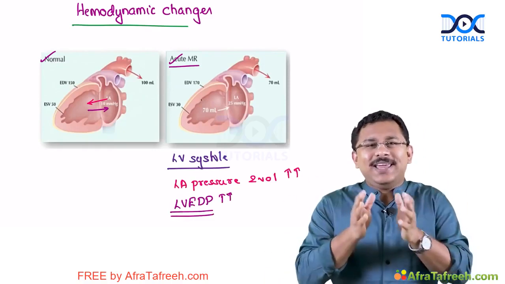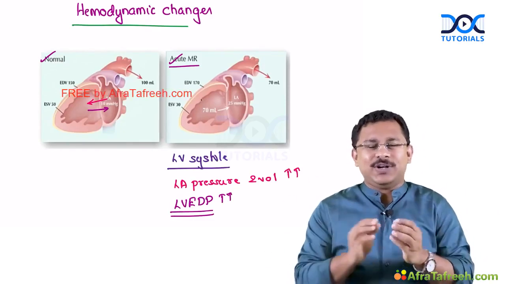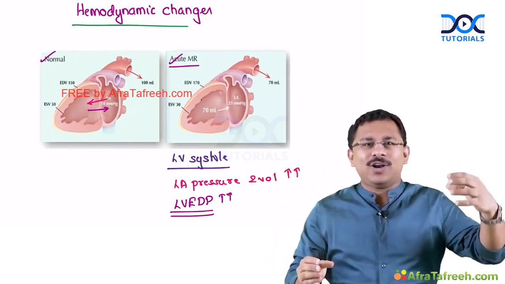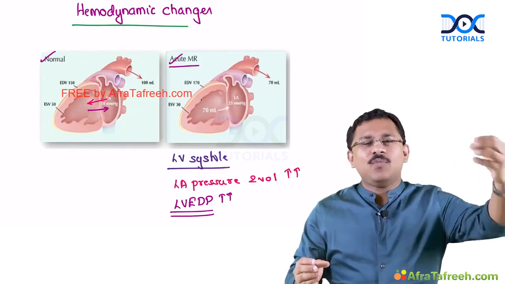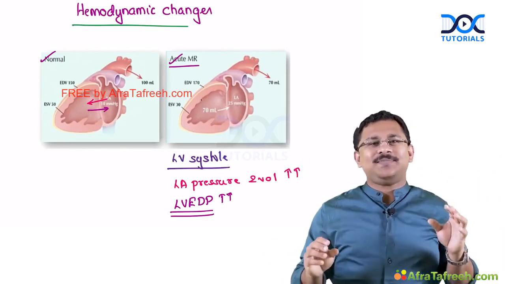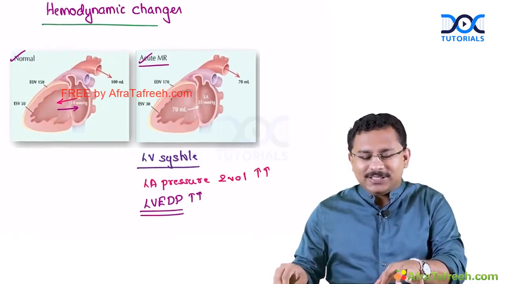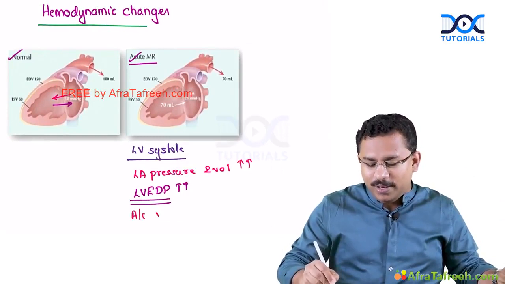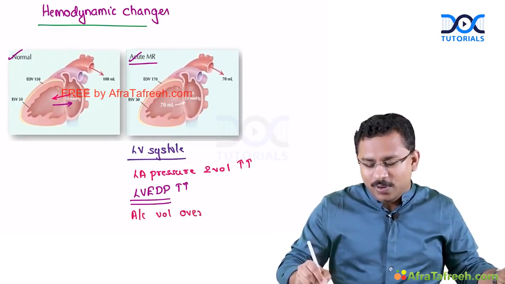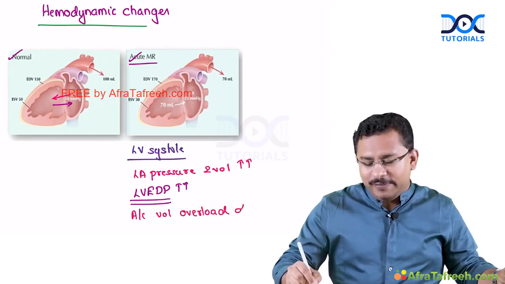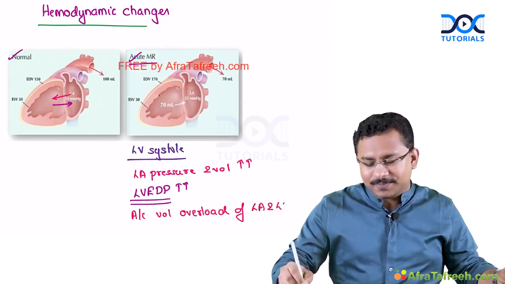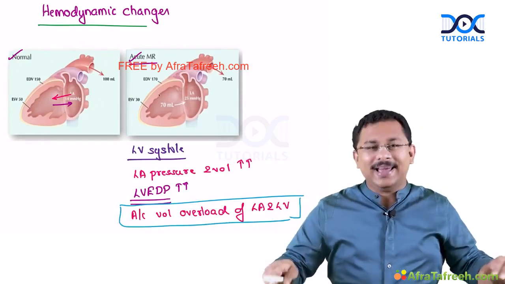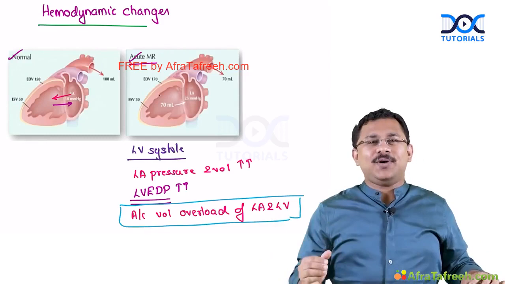Why does LVEDP increase during diastole? See, when there is more blood within the atria, when there is a volume overload in the atria, obviously more blood will come to the ventricles as well. So what happens in case of an acute MR is an acute volume overload of the LA and LV. Now this is very, very important.